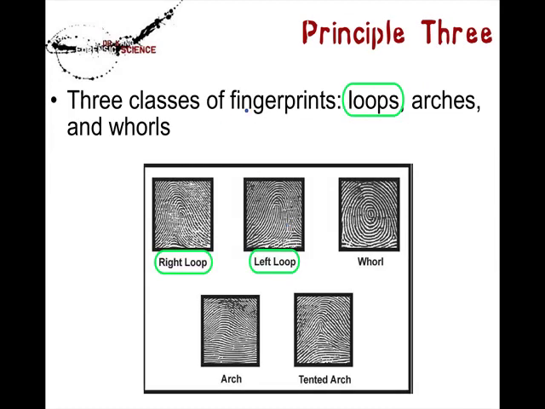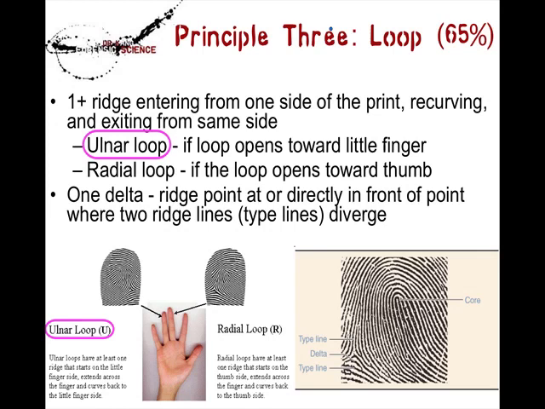There are 3 classes of fingerprints, so the third principle is that they can be generally classified. The 3 classes of fingerprints are the loops, and we have the right loop and the left loop here, the arches, and then we have the whorls. So we will go into these 3 different classes of fingerprints.